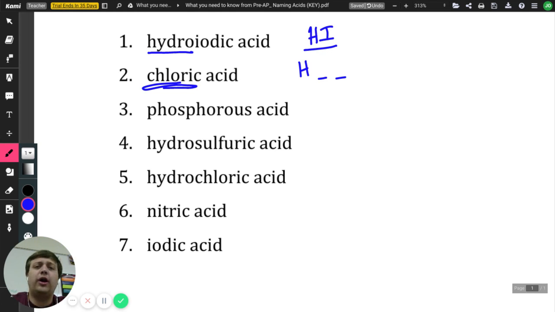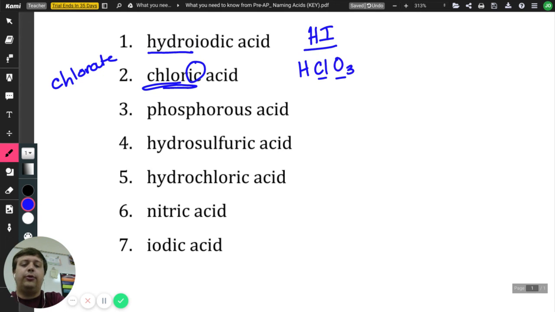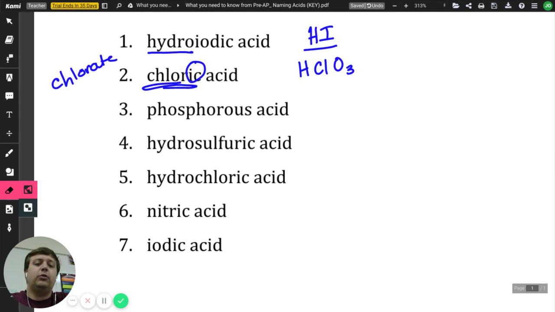So how do I know what other elements were there? Well, if we remember, we changed what to ic? Well, we changed ate to ic. So if I'm going in the other direction, I'm going to take that ic and change it back to ate. So this is chlorate. Okay? Well, what was chlorate? ClO3. So I have hydrogen, chlorine, and 3 oxygen there.